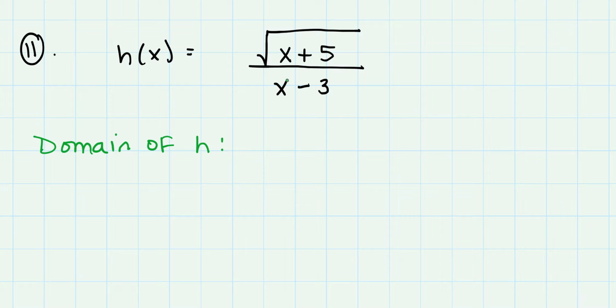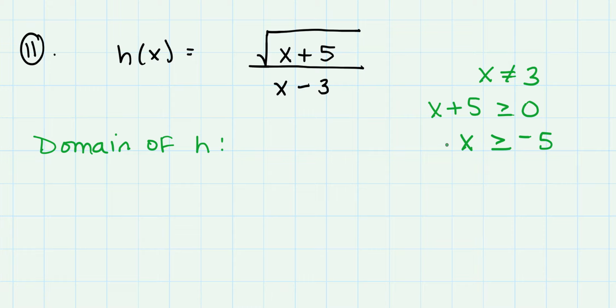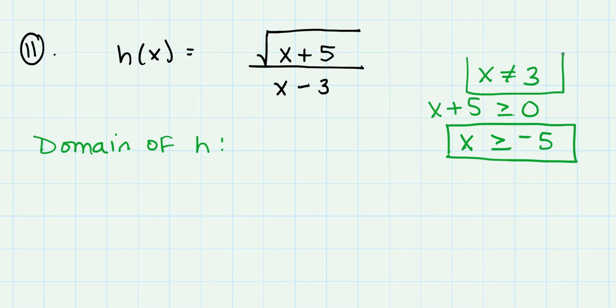Okay, so we have a problem in the denominator. X cannot be 3, because if I plug in 3, I get 0, and that's a problem. I also have a square root, and we know with square roots, whatever is under the square root has to be greater than or equal to 0. So x has to be greater than or equal to negative 5. So first, x has to be greater than or equal to negative 5, but it also can't be 3. We need the intersection of these two. So anything bigger than negative 5, but take that 3 out.